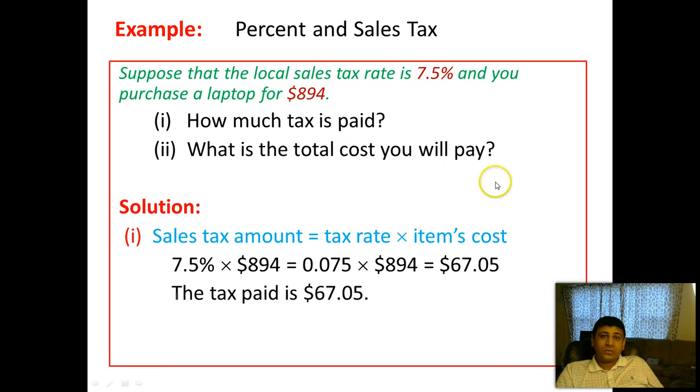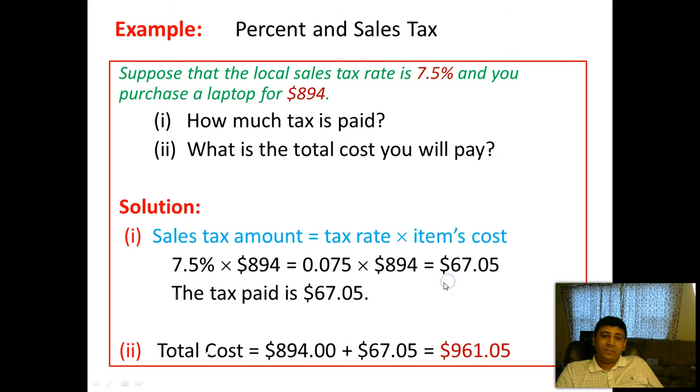Now, not only do you pay the price, you also pay the tax. So what is the total cost to you? It will be the sum of the two. The total cost will be 894 plus $67.05. All together you will end up with $961 as your total cost.